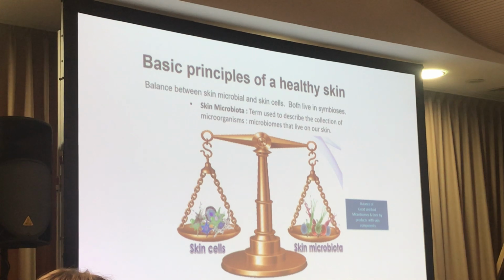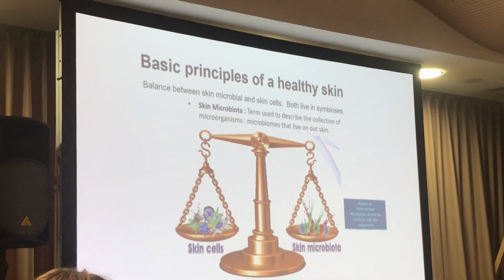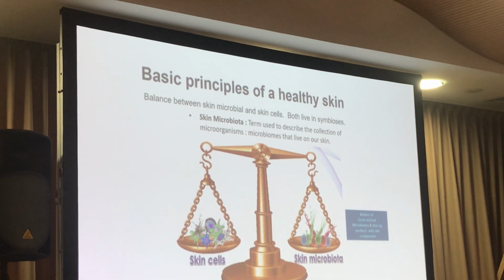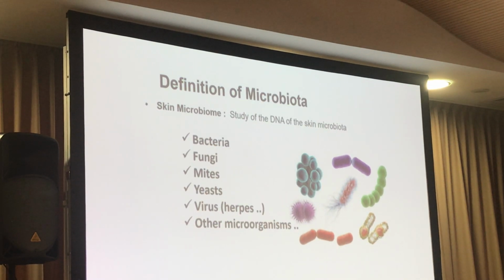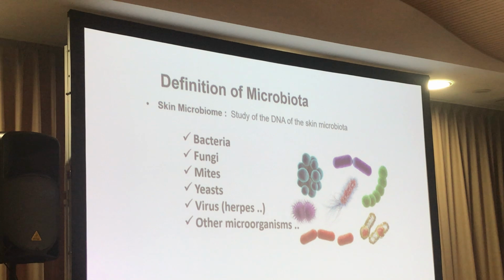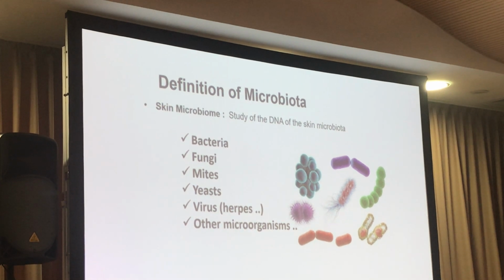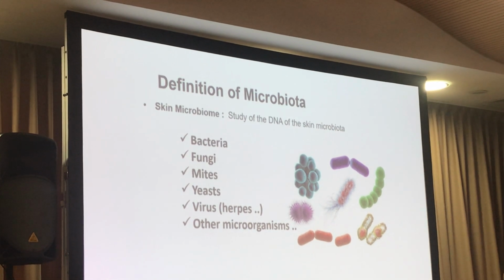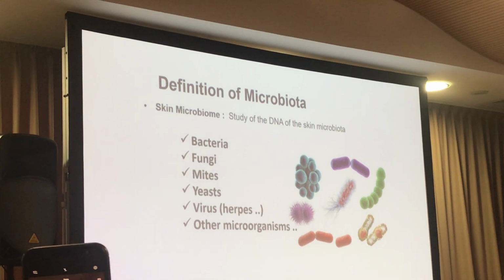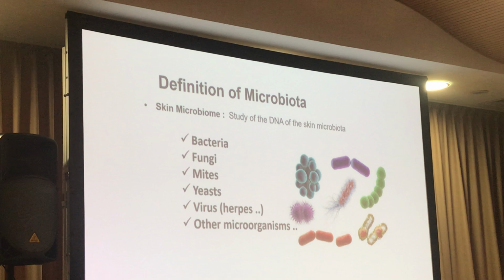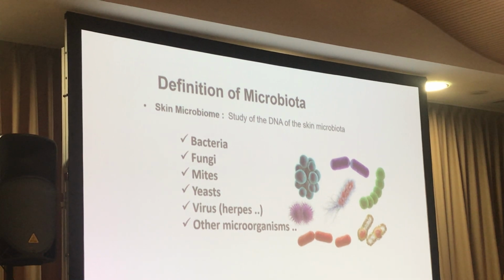So we need to know the principle of healthy skin. All these microorganisms need to live in good balance. So we know that, of course, there's microbiota. We have the microbiomes. Microbiomes are a combination of what you see on the screen, which is your bacteria, your fungi, your mites, your yeast, all of which we need, but in good balance.